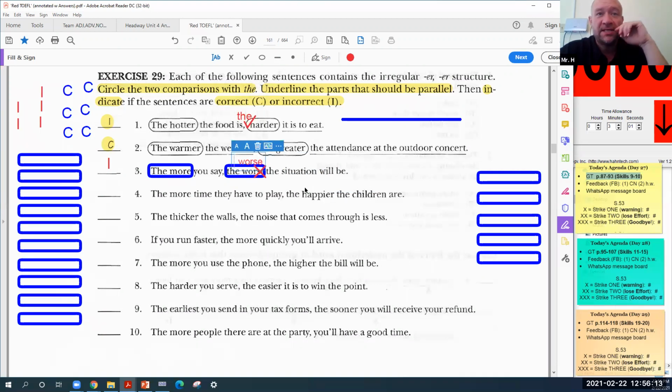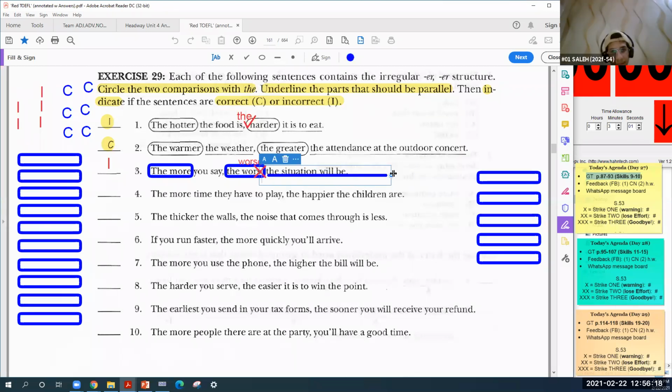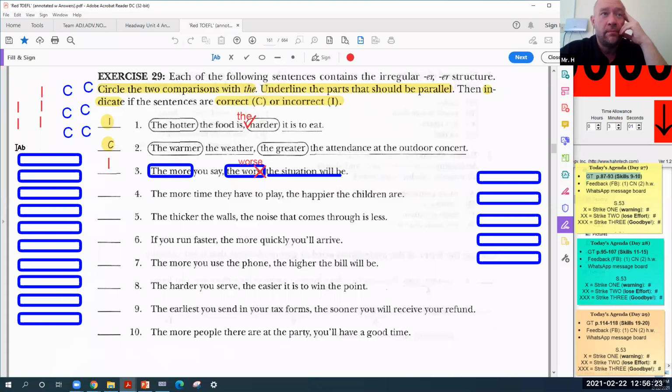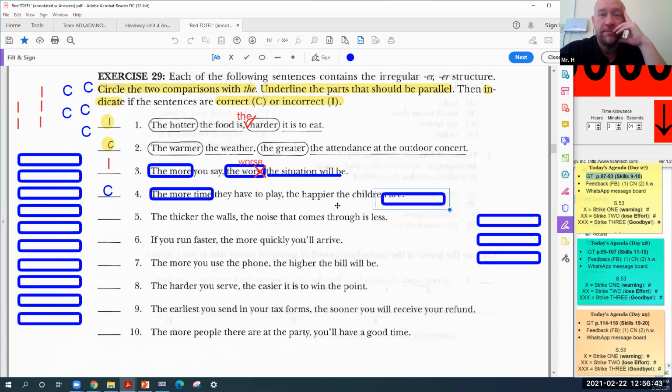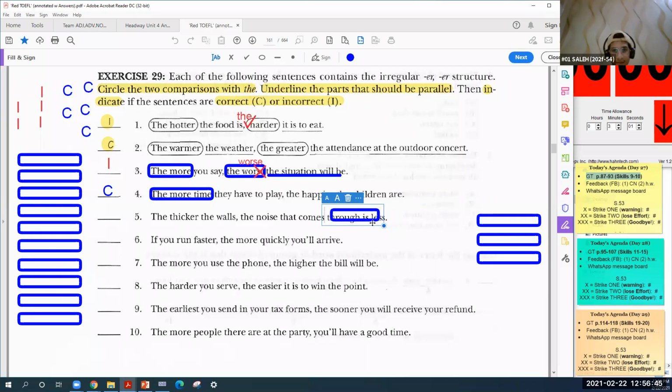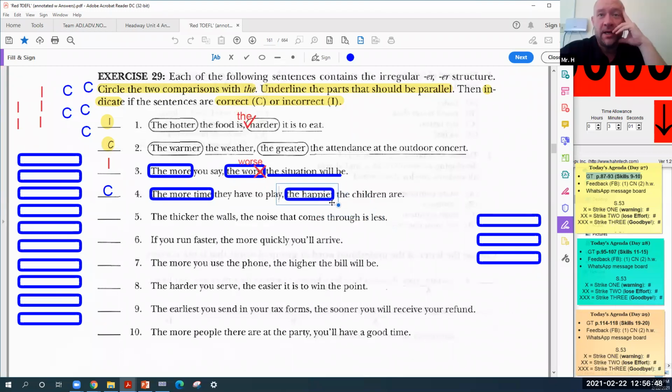Very good, well done. Saleh, how about number 4? Correct. 4 is correct? Yes. Why? Where's the first structure? Well, let's put the circle. Where do I put the circle? The more. The more time, actually. Where's the second one? The happier. Okay. All right. Now look at the structure. What's the structure here?